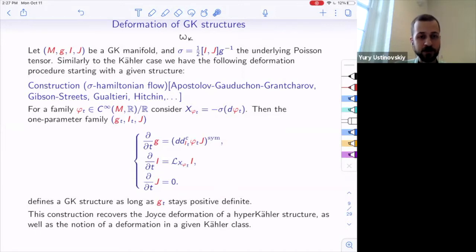And maybe a little more surprising, the same procedure recovers the notion of deformation in a given Kähler class. If you forget about generalized Kähler geometry and just think about Kähler geometry, changing your Kähler class also follows the same procedure. In the Kähler case, if you remember, I equals J, so your Poisson tensor is actually trivial. So sigma is 0, which means you don't have any vector field; your vector field is identically 0. All modification happens here, and this is exactly adding dd^c of a function to your Kähler class.